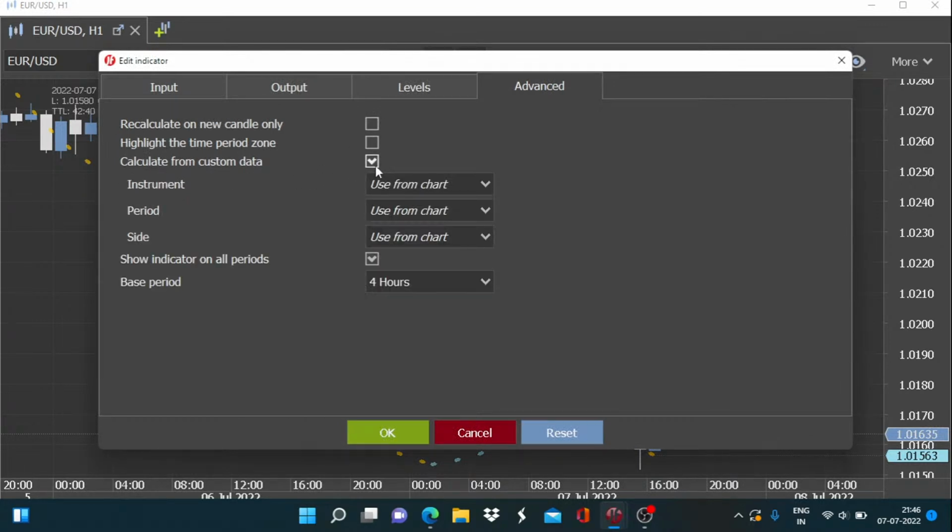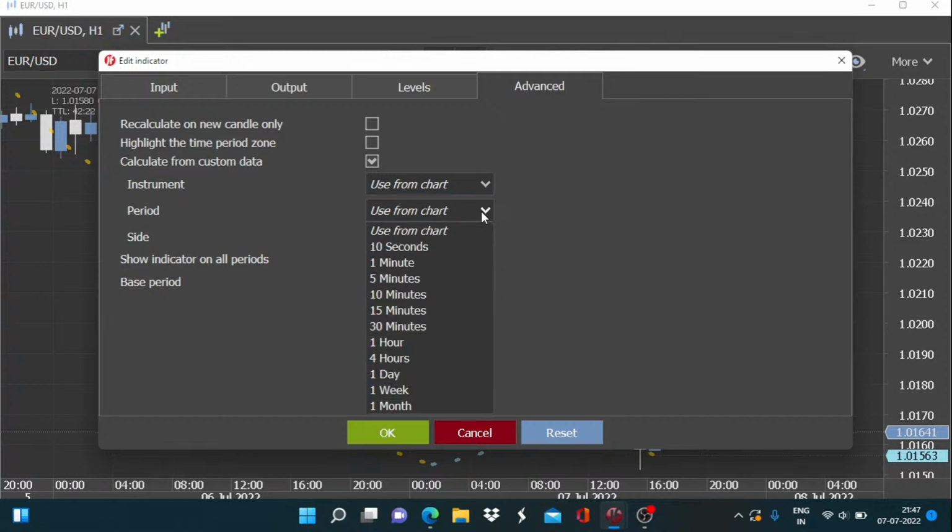Calculate from custom data. The calculation can also be done for custom data. The instrument, you can opt for the chart, or you can even take any particular instrument. So these options are here, and you can opt for Euro USD or use from the chart. Then we have the candle period for this chart. We can use the candle period from the chart, or if you want it to be fixed for your chosen candle period, then you can do that as well.